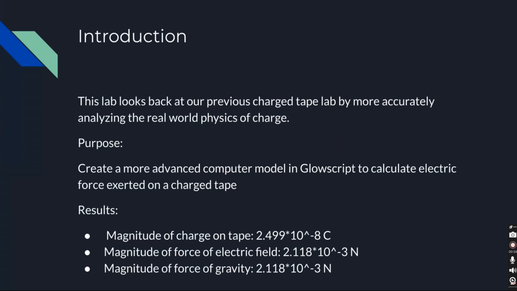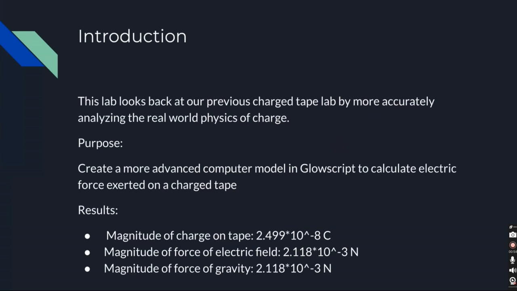The results that we found in the lab is the charge tape is going to be 2.5 times 10 to the 8 newtons of the force. The electric field is going to be 2.118 times 10 to the negative 3 newtons, and the magnitude of the force of gravity is going to be 2.18 times 10 to the negative 3 newtons as well.